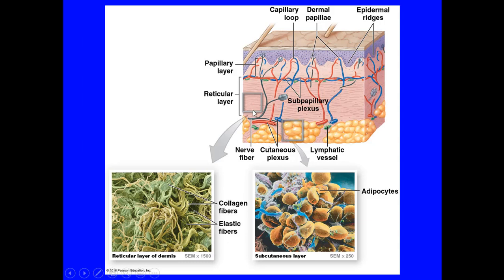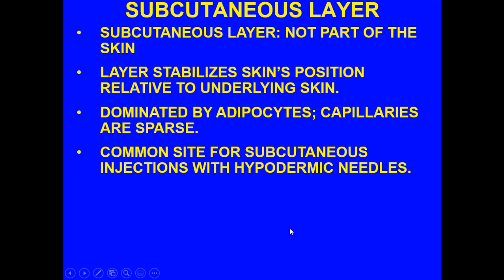Then we get to this lower layer here, and you're going to see basically the reticular layer of the dermis. This is another image. But then when you get into the subcutaneous level, this is the hypodermis. You're going to see adipocytes as well as, in some cases, areolar tissue. In many cases, depending on what journal you're reading or what textbook, the subcutaneous layer is not considered part of the skin. The layer stabilizes the skin's position relative to the underlying tissues. This is dominated by adipocytes. You will find that there are capillaries, but they're sparse.